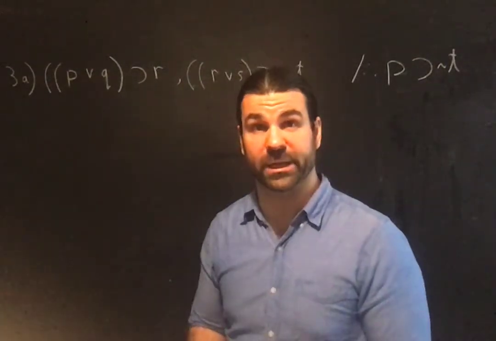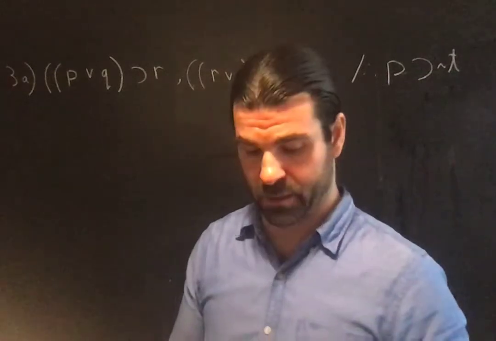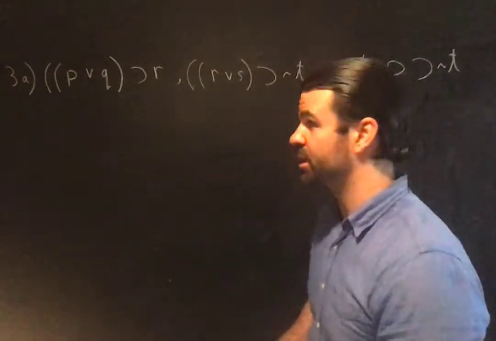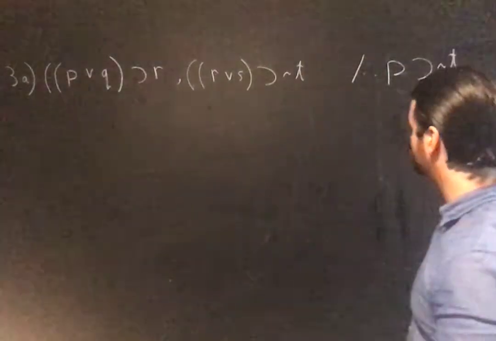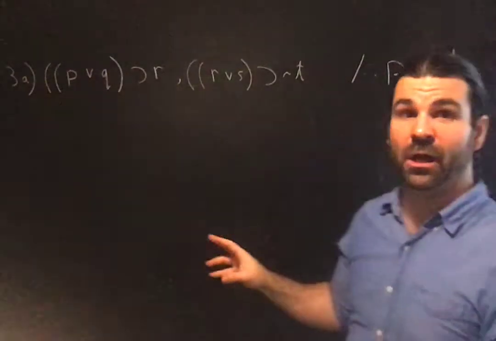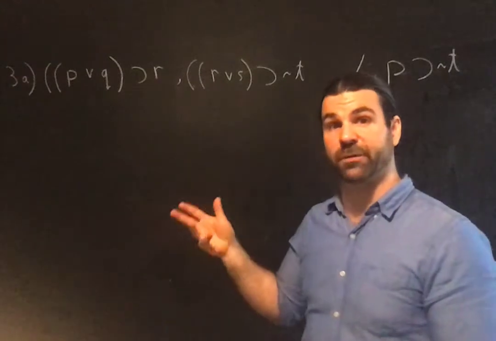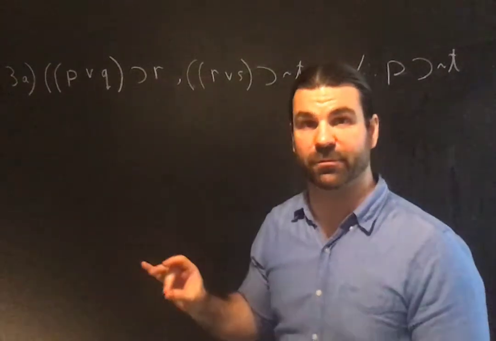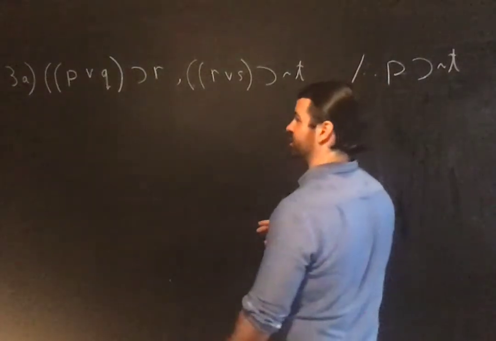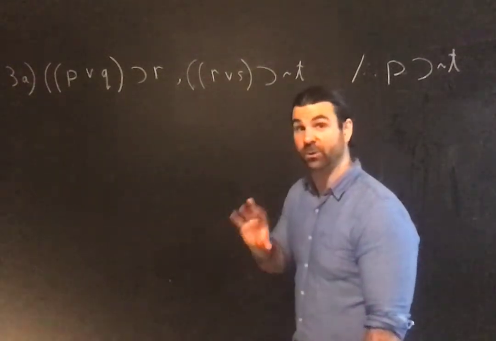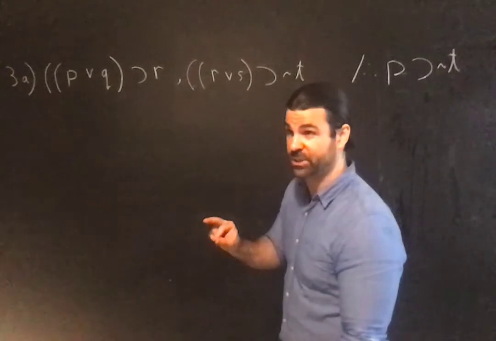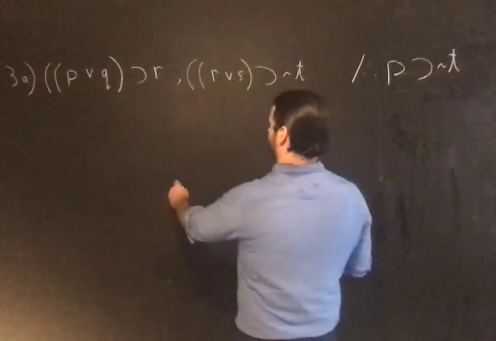This is going to be example 3A from the exercises. Once again, I've listed the premises and conclusion. What am I doing? I'm looking for a counterexample. I'm looking for an assignment of truth values to the sentential variables which make the premises true and the conclusion false. So let me make a box.